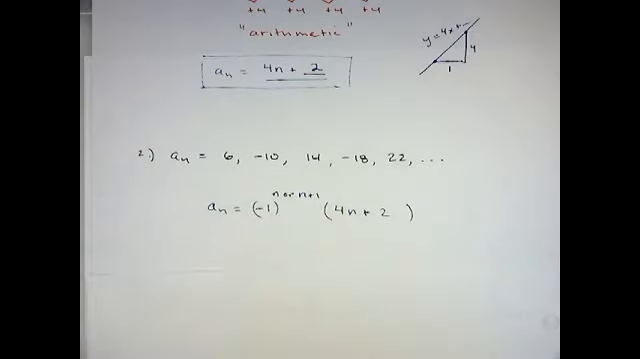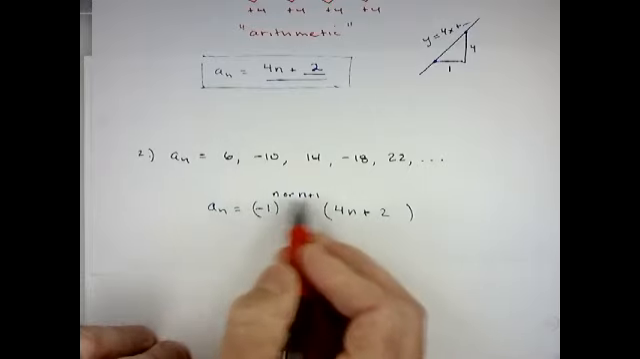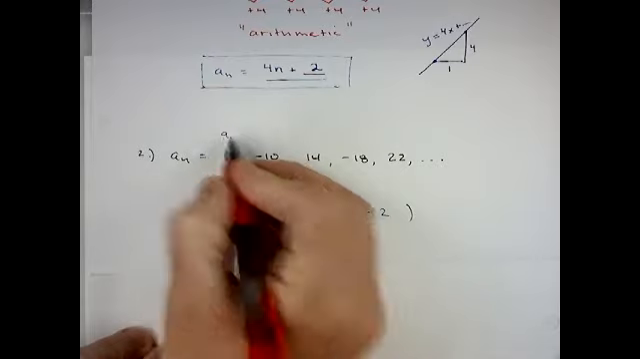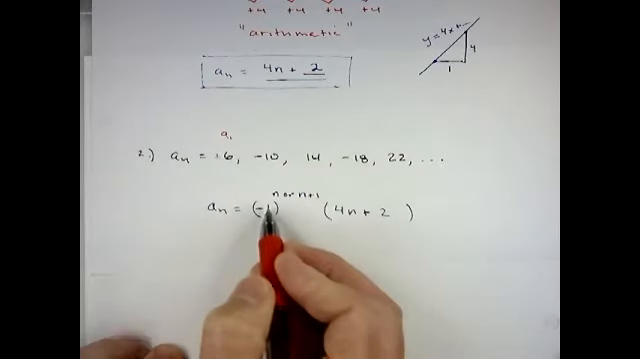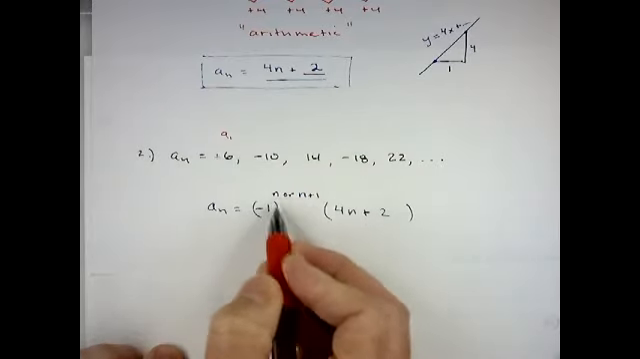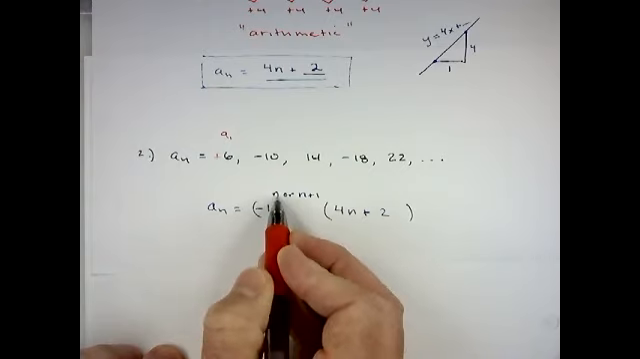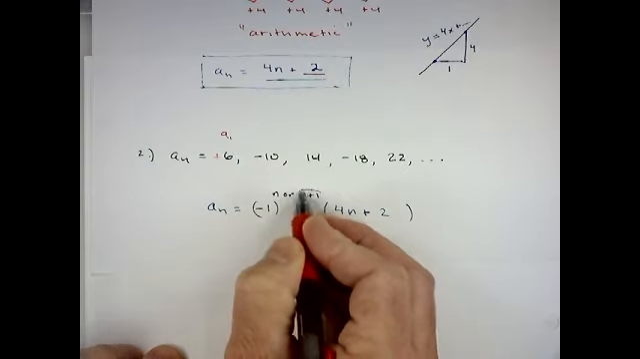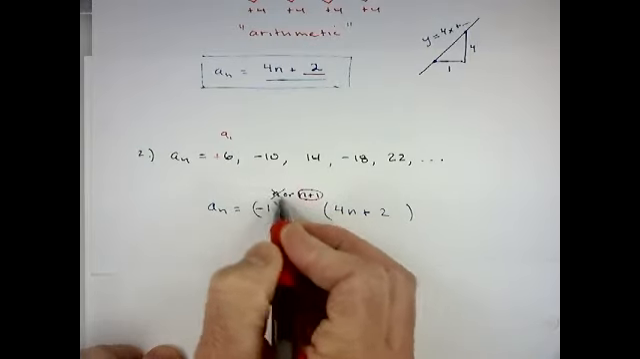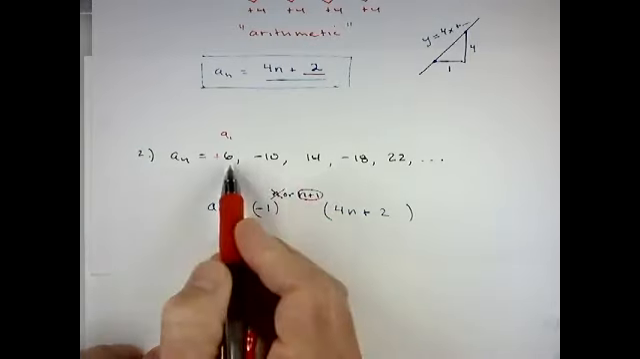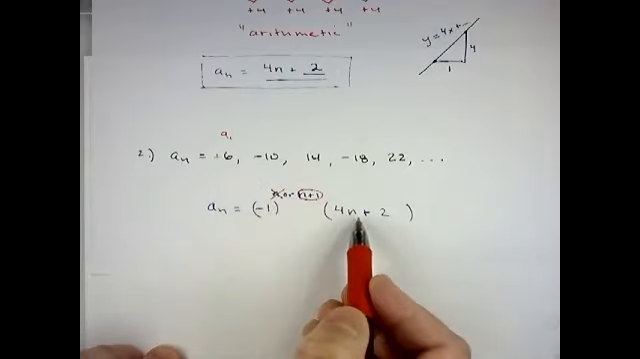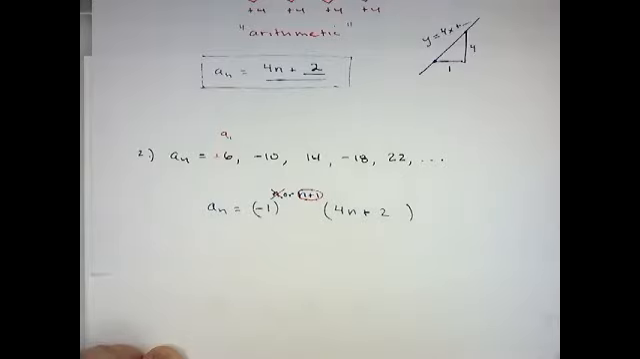Now, the way we can decide which power this should be is to pick a value. A sub 1 comes out to be positive. So which power of negative 1 would make this positive 1? Negative 1 to the first or negative 1 to the 1 plus 1? Clearly, it's going to be this one, right? It's not going to be to the n. Okay, so the full sequence is negative 1 to the n plus 1 times 4n plus 2.